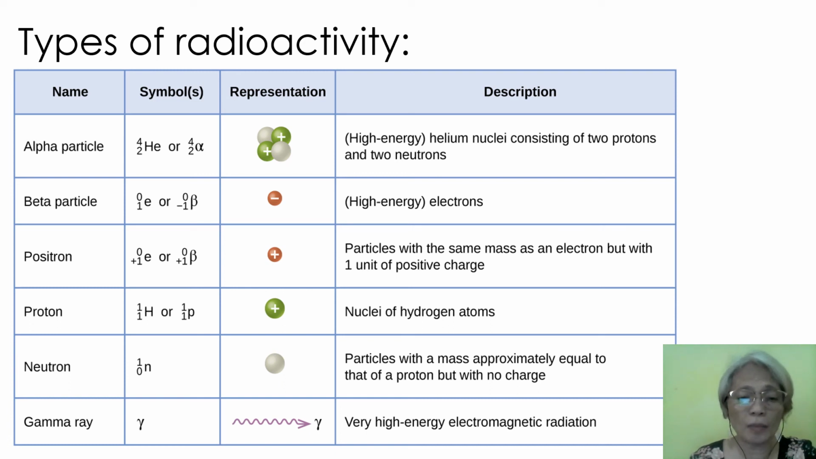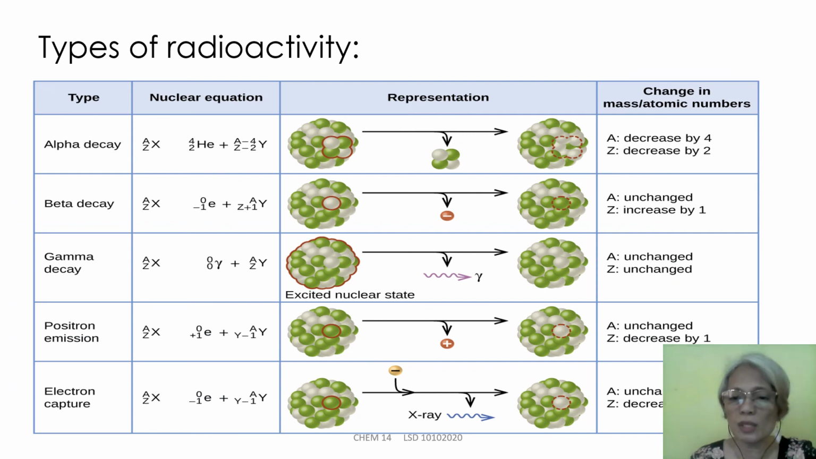And then the gamma ray. There is no change in the mass number, nor a change in the atomic number, but this causes very high energy electromagnetic radiation, no? So the gamma ray. So this is what happens to the mass number and atomic number when there is alpha decay, beta decay, gamma decay, positron decay, and electron capture. So you just read on this.